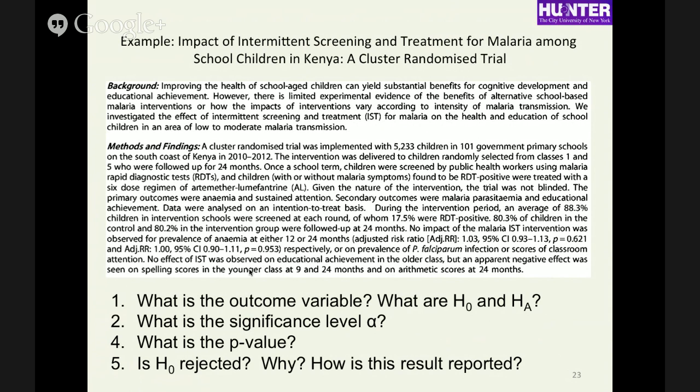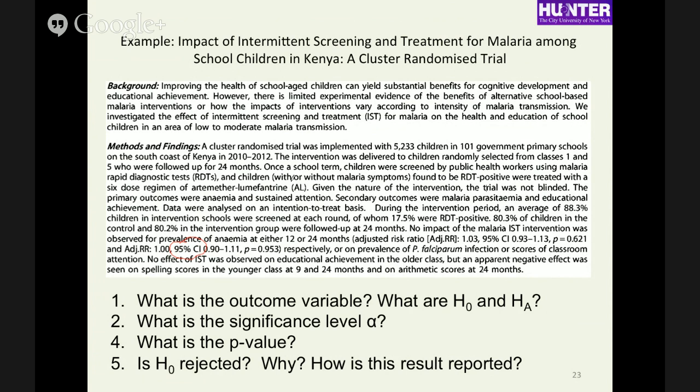What's the significance level alpha here? Can we tell anywhere? Let's see. Here's a clue. It's a 95% confidence interval. They don't actually give any p-values here, but because they're giving a 95% confidence interval and the equivalence between confidence intervals and hypothesis tests, they're using an alpha value of 0.05.